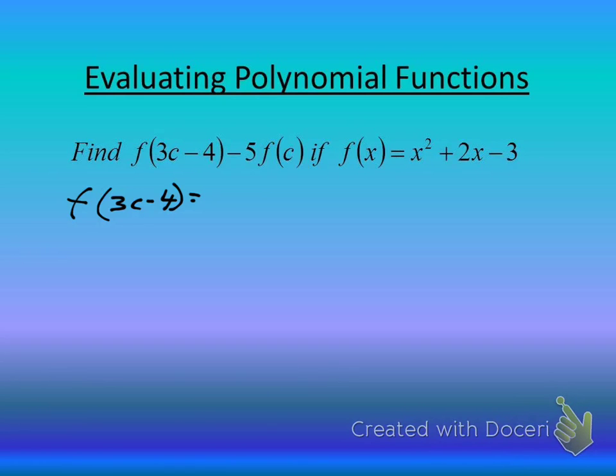Now, just like if it was a number, you would do what with that number? If this was f of 2, you would plug it in for the x's. Doesn't change because it's 3c minus 4. You plug it in for the x's and you put it in parentheses. So 3c minus 4 is being squared, plus 2 times 3c minus 4, minus 3. I would write it just to keep your stuff organized.